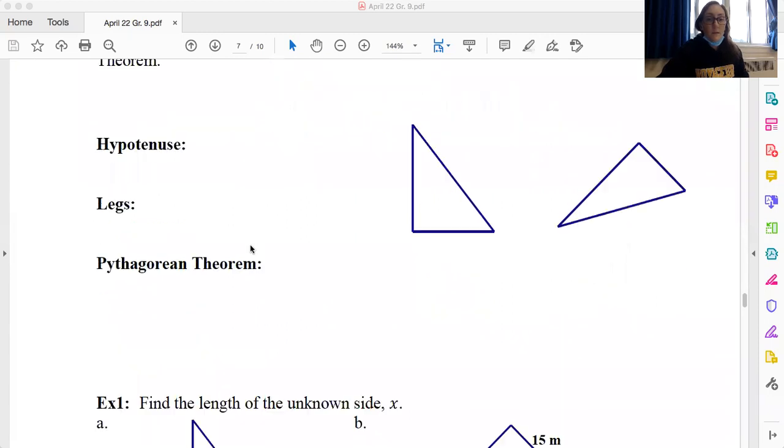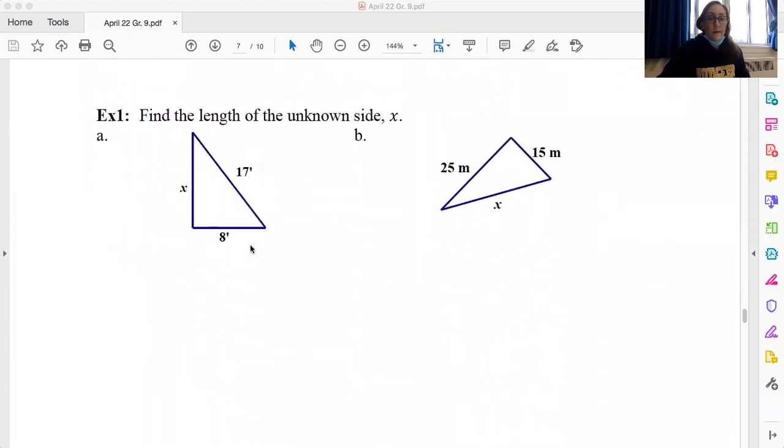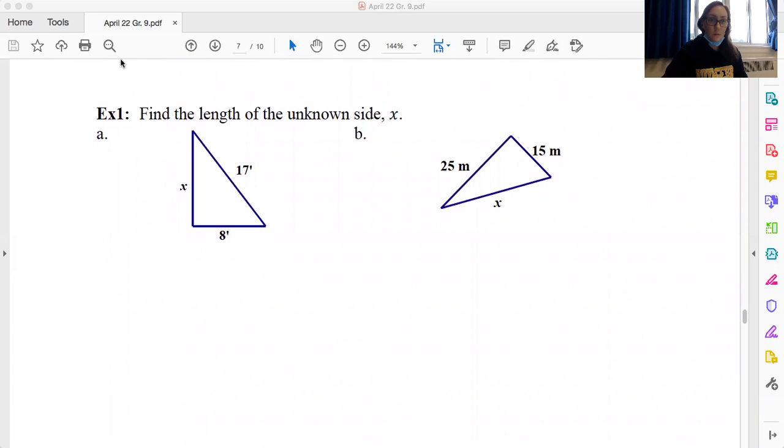Okay. So for our first one, you're to find the length of the unknown side. Now I know it's hilarious. I've seen it online where people circle it and say "found it." But you've got to find what the number of x is.